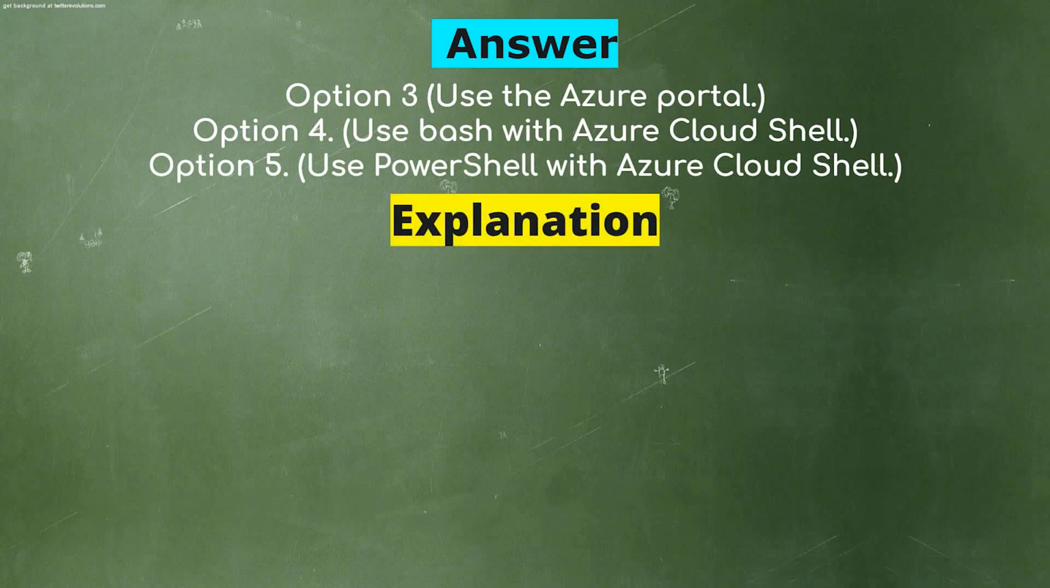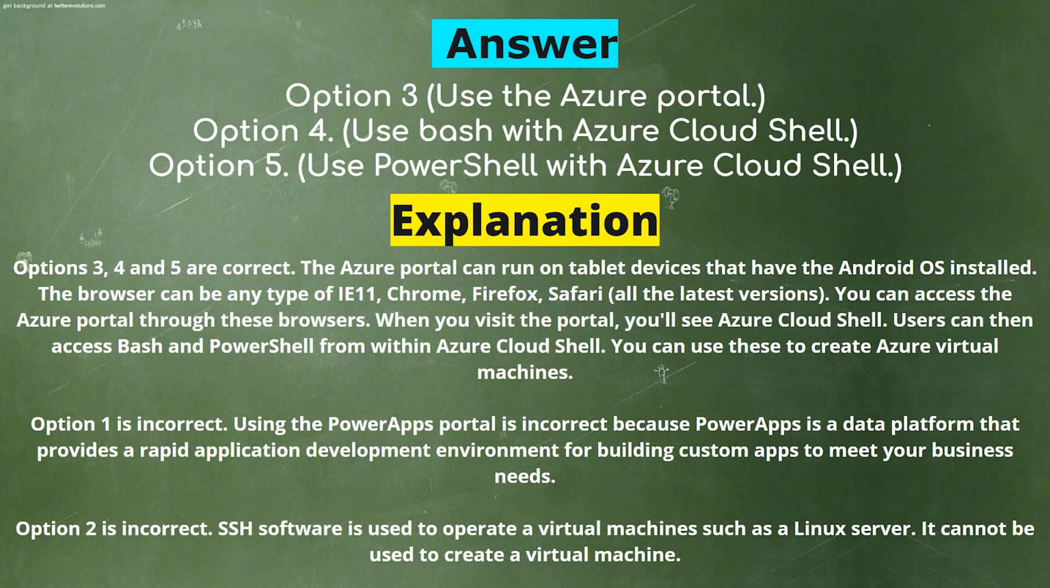Explanation. Options 3, 4 and 5 are correct. The Azure portal can run on tablet devices that have the Android OS installed. The browser can be any type of IE 11, Chrome, Firefox, Safari, or the latest versions. You can access the Azure portal through these browsers. When you visit the portal, you will see Azure Cloud Shell. Users can then access Bash and PowerShell from within Azure Cloud Shell.